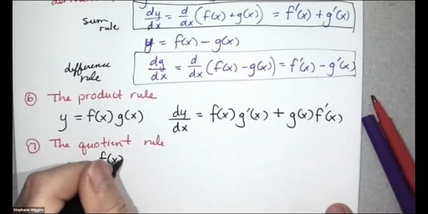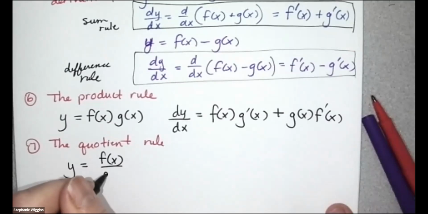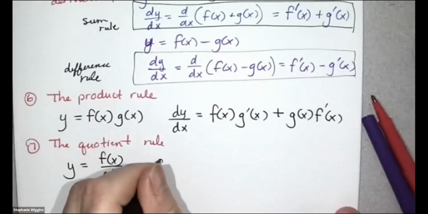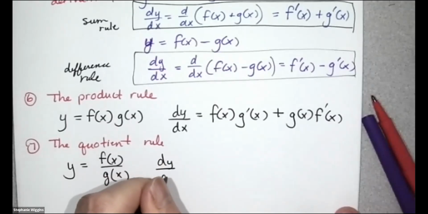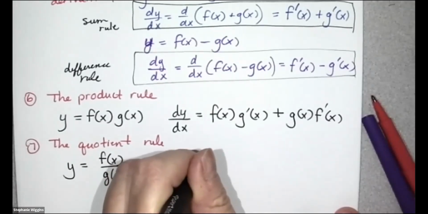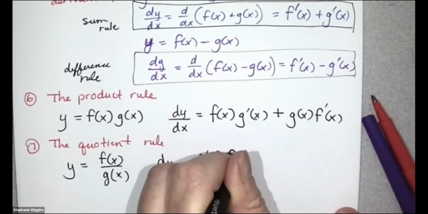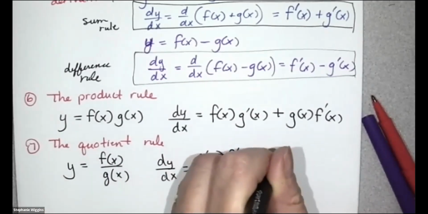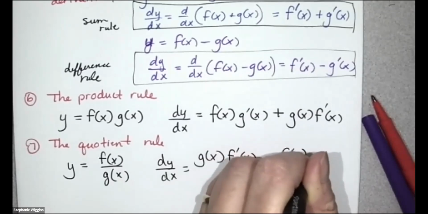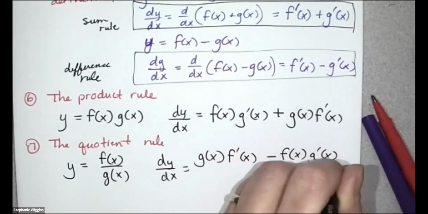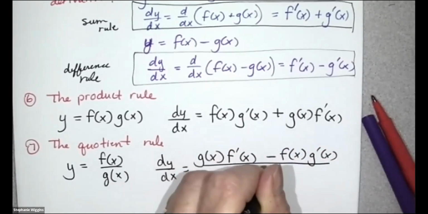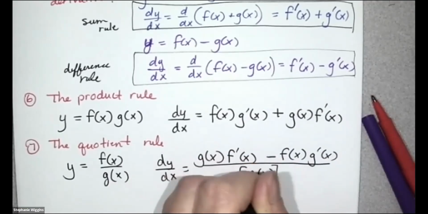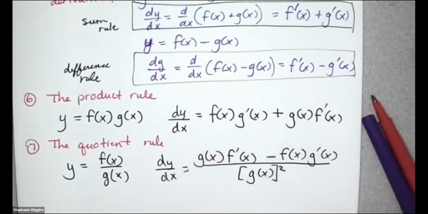A quotient, we have 2 functions. One is in the numerator and the other is in the denominator. And if you want to find the derivative of that quotient, then you take the bottom, which is g of x, times the derivative of the top minus the top times the derivative of the bottom, all divided by the bottom squared. Okay, that's the quotient rule.